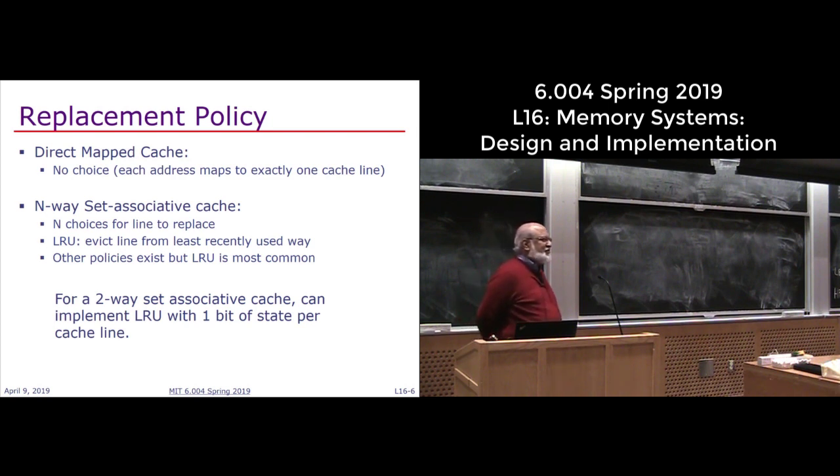Yep. You just set it to 0 if the one on the left is the most recently used, and 1 if the one on the right. Each time you do an access, you check which one it pulls, and then you set the bit to 0 or 1, depending on which one it corresponds to.